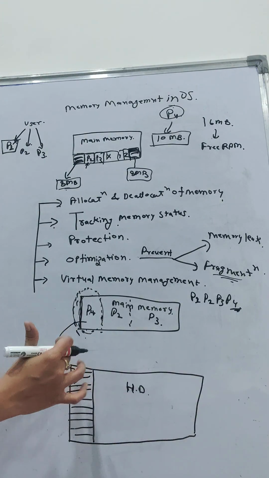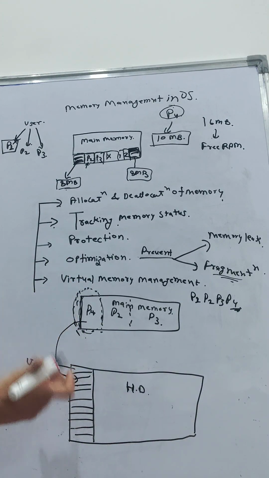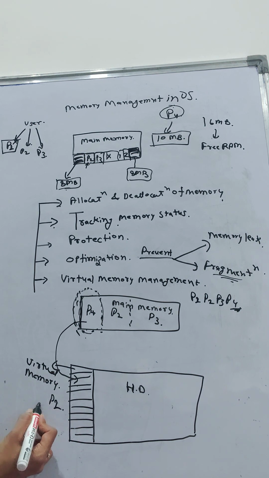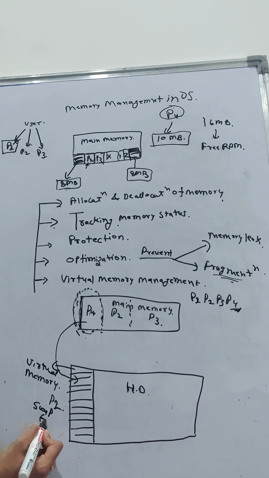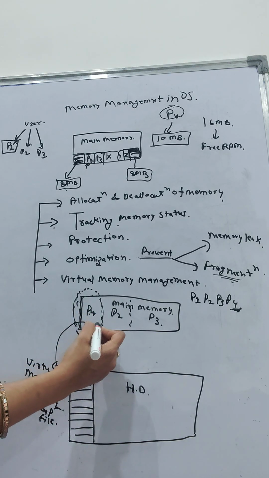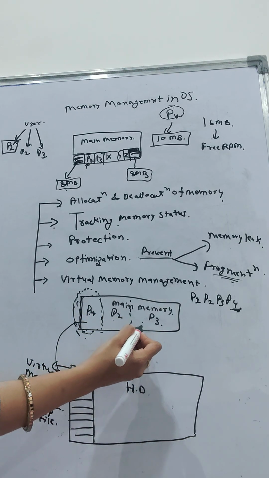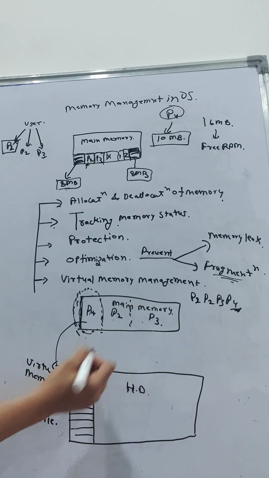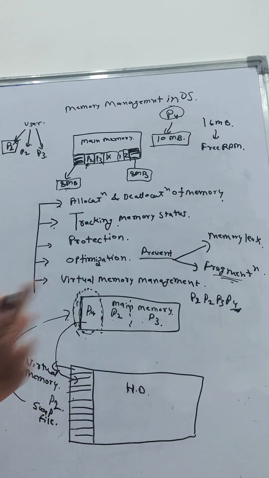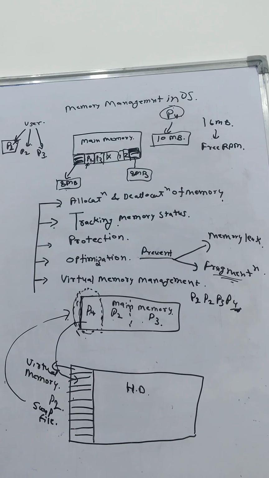Now suppose the user again wants to use P1. P1 is here in the swap file. Now the user wants P1 to execute. So what will the operating system do? Again the operating system will choose a less used process and move it to the swap file, and P1 will again move to this main memory. So this is the concept of virtual memory management.